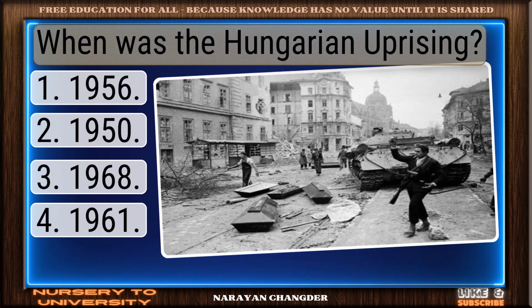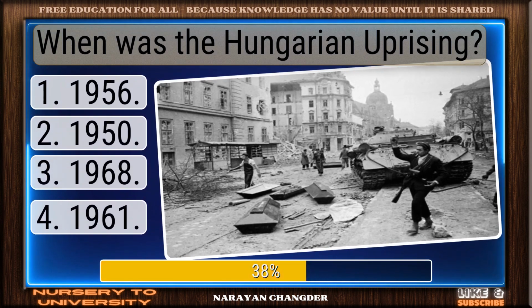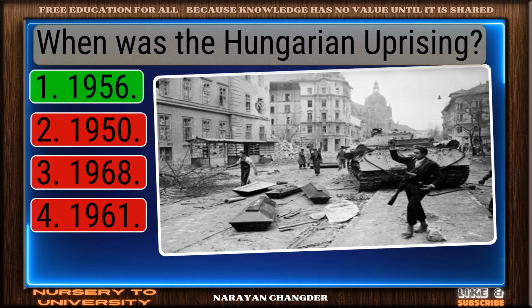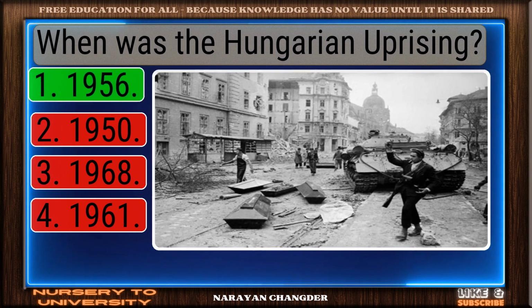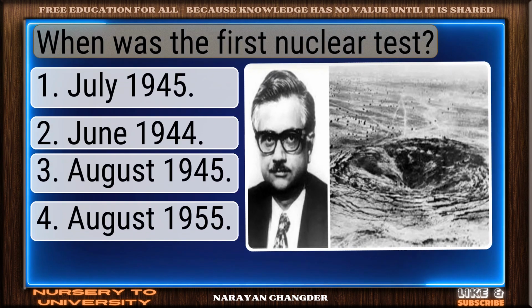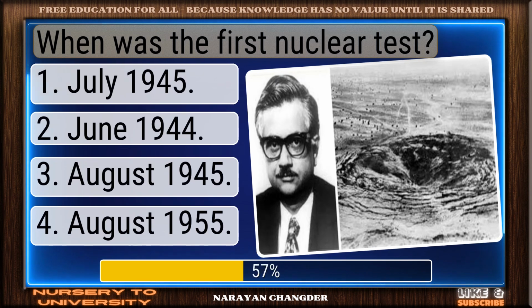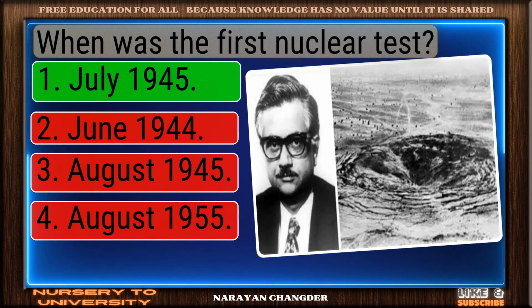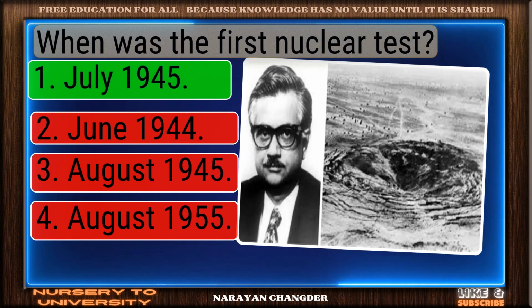When was the Hungarian uprising? Good thinking. 1956 is the right answer. When was the first nuclear test? Right choice. July 1945 is.